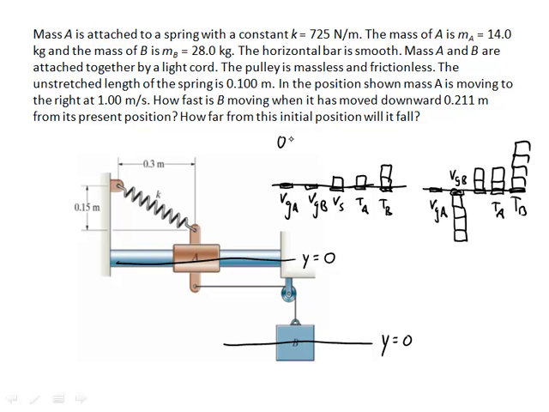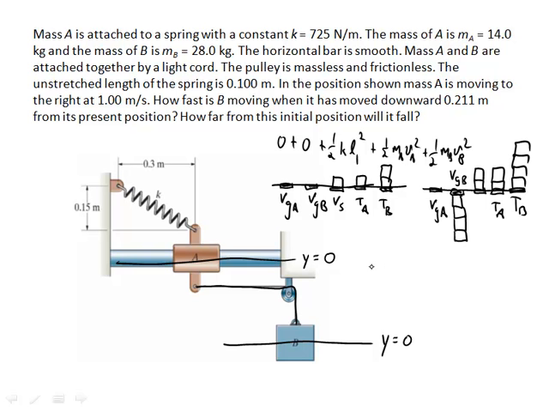So I've got 0 plus 0 plus 1/2 k L1 squared, where L is the length from equilibrium, plus 1/2 m sub a v sub a squared, plus 1/2 m sub b v sub b squared. But since a and b are attached by a simple cord, the speed of a, granted, one's to the right and one's down, but I only care about speed, the speed of a is equal to the speed of b.